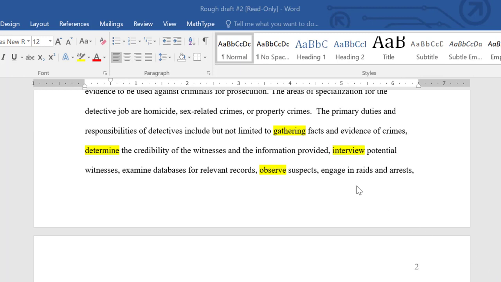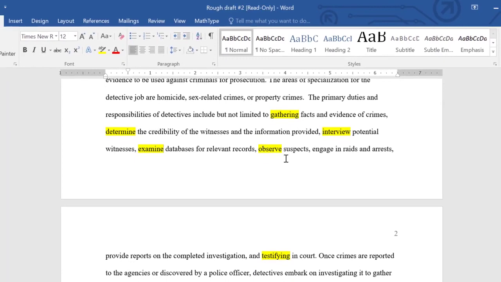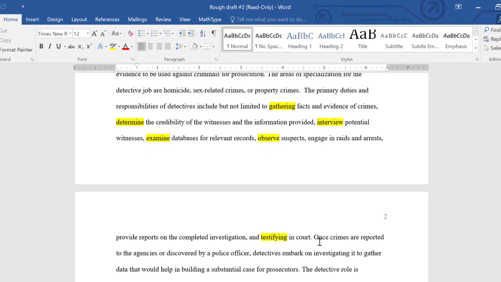So if we look at this sentence, we can see a good example. The primary duties and responsibilities of detectives include, but are not limited to, gathering facts and evidence of crimes, determine the credibility of the witnesses, interview potential witnesses, examine databases, observe suspects, and testifying in court. So two of these things are the same and the rest are not.